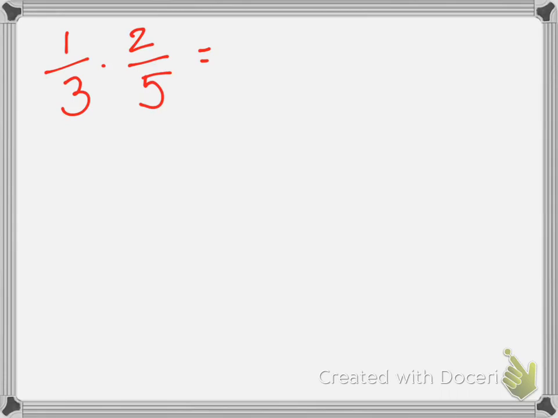So Emmett is correct here because we're going to be multiplying across. We've heard that before. We've heard multiply across. So I multiply 2 times 1 and I get 2. And then I multiply 3 times 5 and I get 15. There we go. Simple as that.